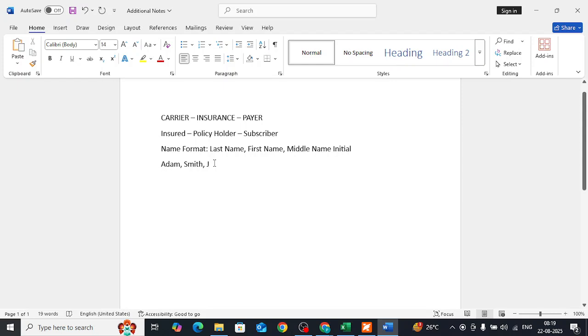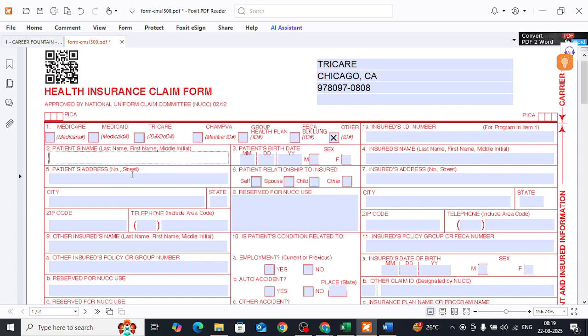We should not get confused about how to say it to the insurance representative. Whatever is showing in the application, just read it like that. If you are working on any patient, see how the name appears in the application, or open the policy ID and pronounce it like that. No need to be confused. So I'll write here Adam Smith J.